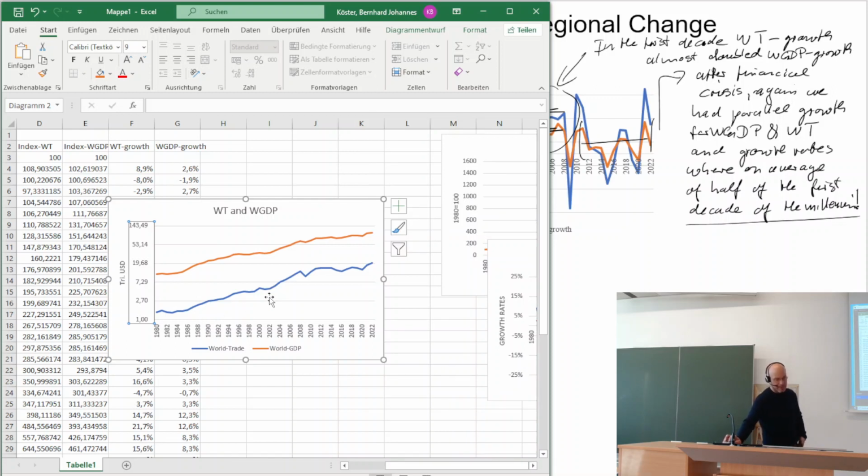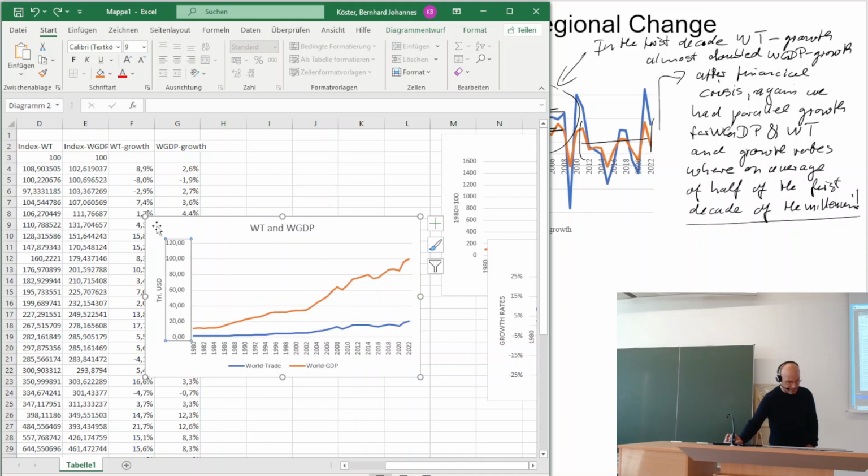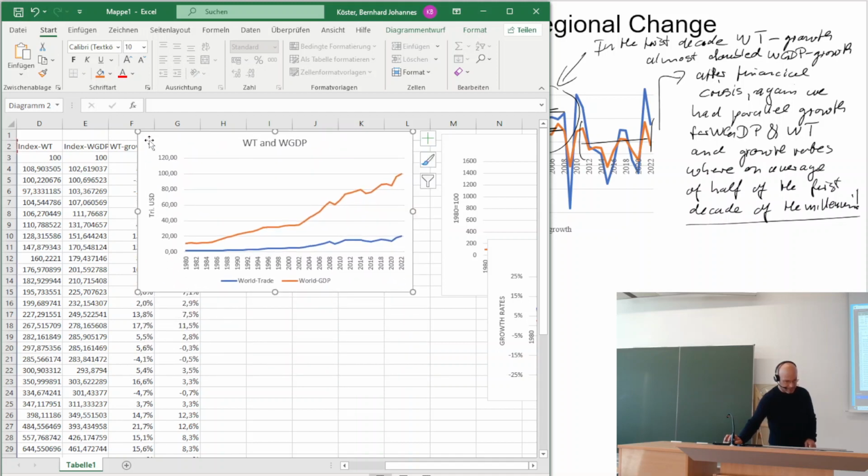Then you see also that the blue line is much steeper than the orange line just here in the beginning of the millennium. So this is then also one possibility. Let's try this also. Or at first, in order to get this diagram too, because I will give you also the Excel file.